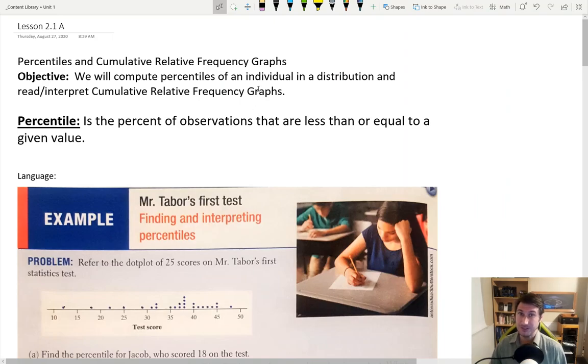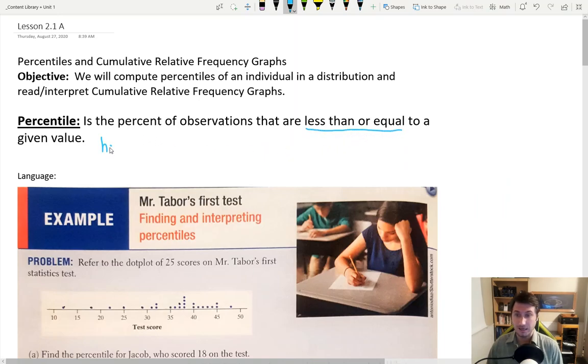I'm guessing you've heard of percentiles, but many people misinterpret them. You often get them on a score sheet for your PSATs and SATs, but it's not a number that tells you how many questions you got right. It's not that kind of percent. Instead, it is the percent of observations or people or data points that are less than or equal to a given value, like your value. So it is essentially how many people you beat, including yourself, because it's less than or equal to.